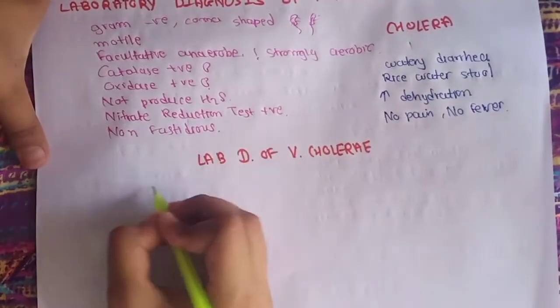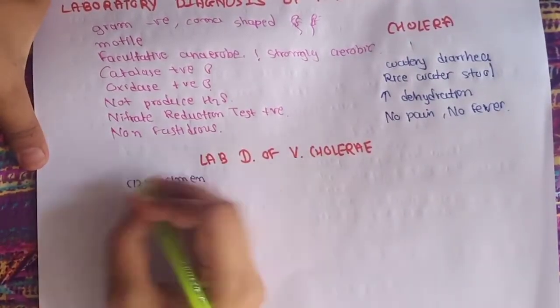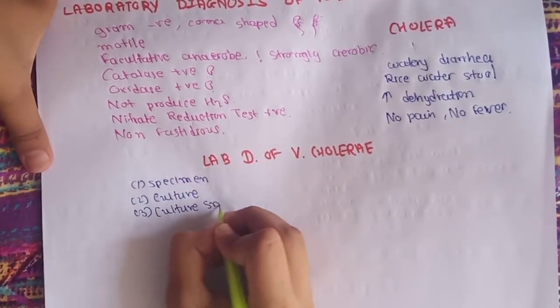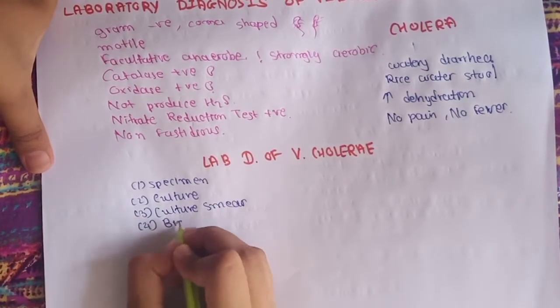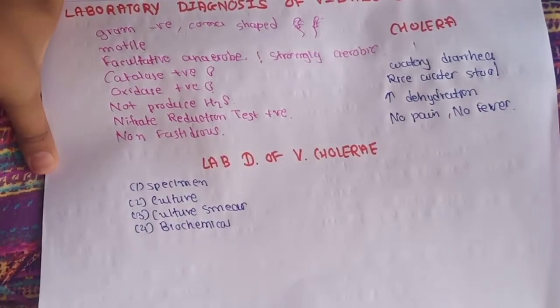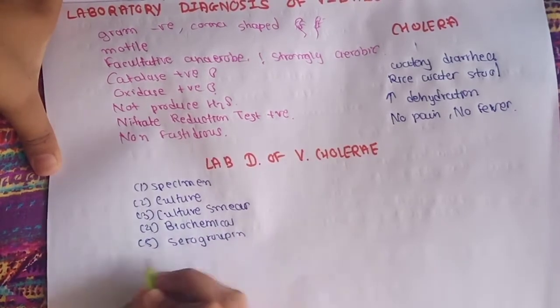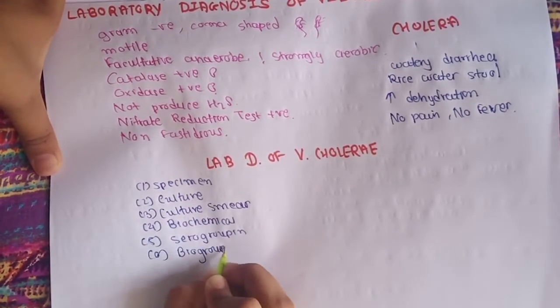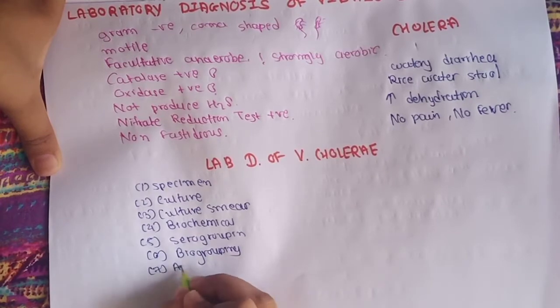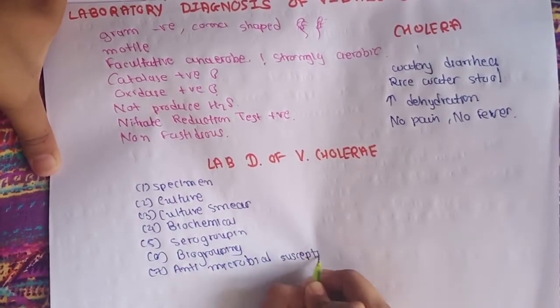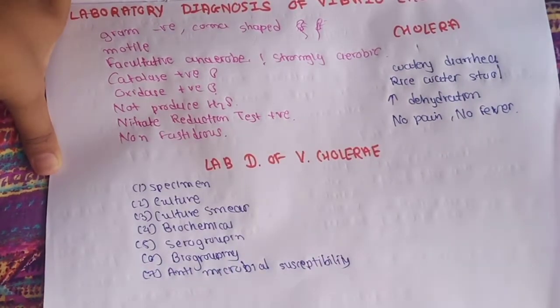It includes a total of 8 methods. First is specimen collection, second is culture including transport media, third is culture smear microscopy, fourth is biochemical test for identification, fifth is serogrouping, sixth is biogrouping, seventh is antimicrobial susceptibility test, and I forgot to mention the second one, the gram staining, the direct microscopy.